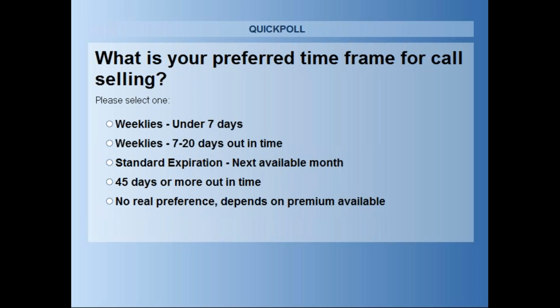Are you looking at the standard expiration? You typically just open the next available trading month, December, maybe January. Do you typically go 45 days or more out in time to look for a higher premium, higher downside protection, but sit on the position for a little bit longer? Or are you in that field where you have no real preference, it simply depends on the premium available?